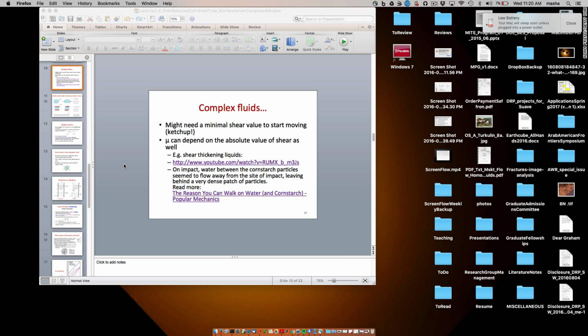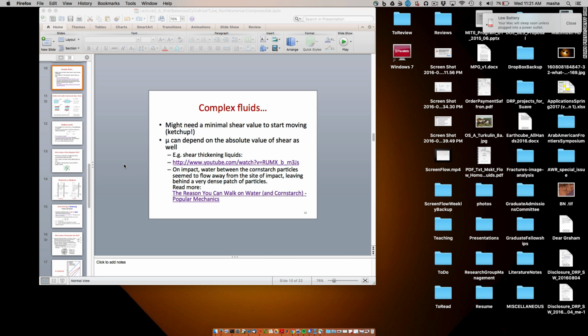Yet when you don't have a fast impact, fluid will not escape, so it will actually act as a fluid. So if you're acting slowly, it's acting as a fluid. If you're acting fast, it solidifies upon impact. So that is this transitional behavior in between solid and fluid.